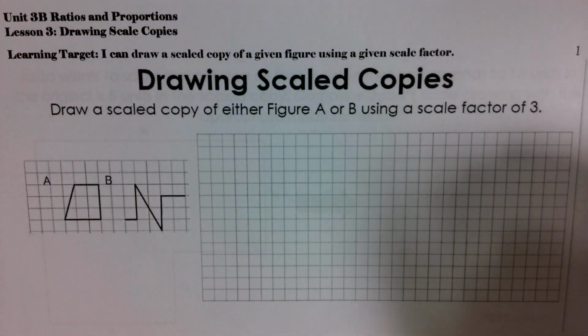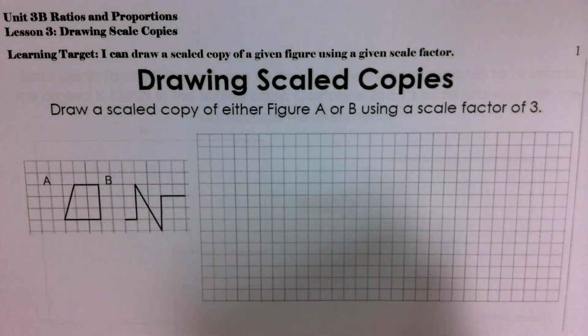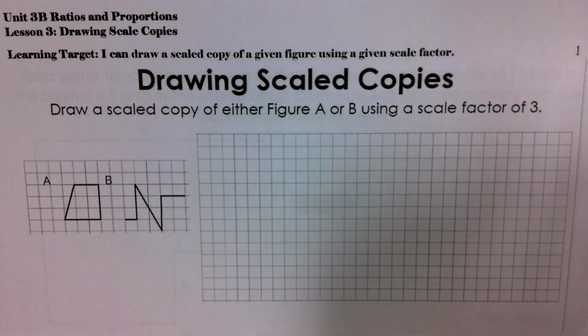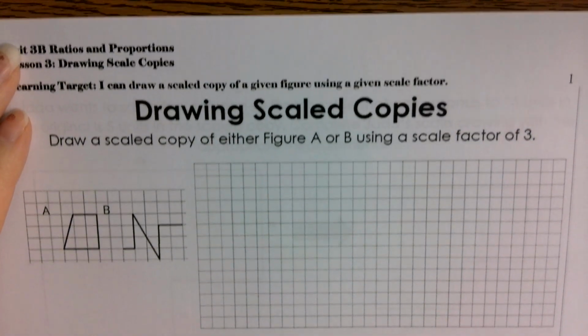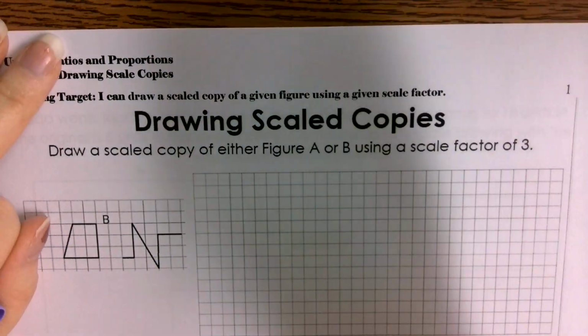Now remember, when we are creating a scaled drawing, we take an original and we multiply it by the scale factor, and that will equal your scaled drawing. When we were trying to find the scale factor, we used division. When we're creating our scale drawing, we use multiplication. So write that at the top of your paper.